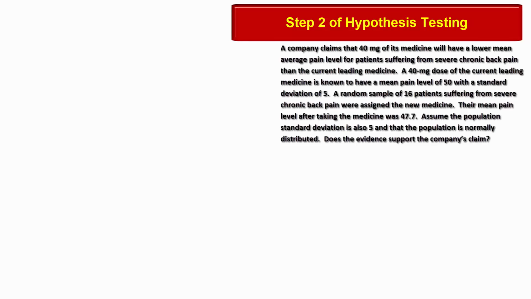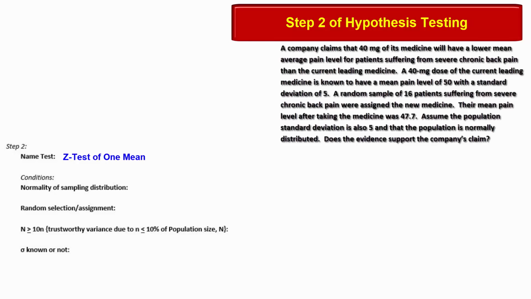In the second step of the hypothesis test, we must first declare what test we're going to run. This is a z-test of one mean, and then we need to address the conditions that must be met in order to trust our calculations and conclusion.